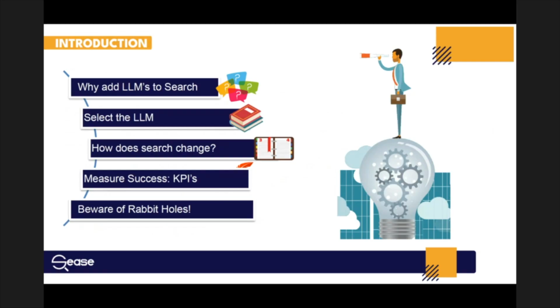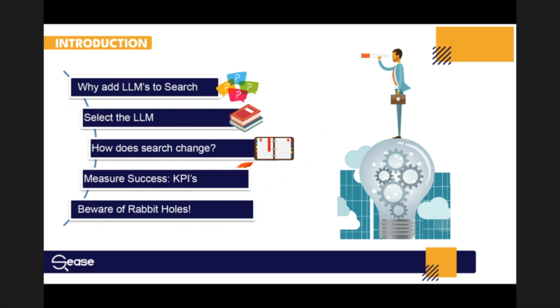So today we're going to talk, first of all, about why add large language models in a search pipeline. So why should we do that? Then the second step is selecting the large language model. So how can I choose the right large language model for my problem?